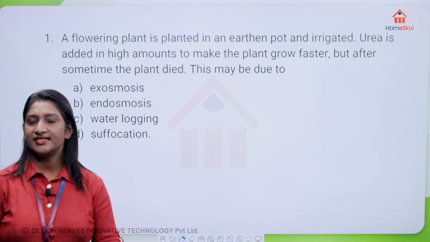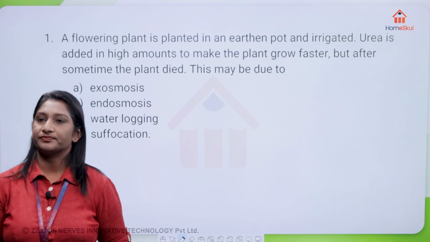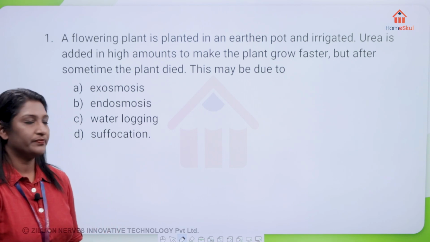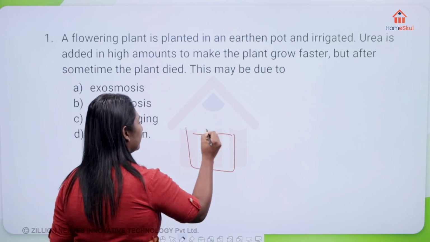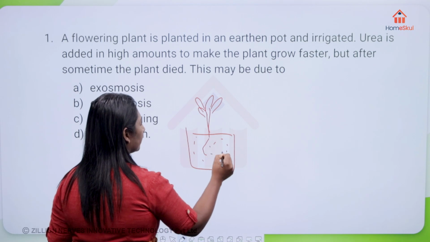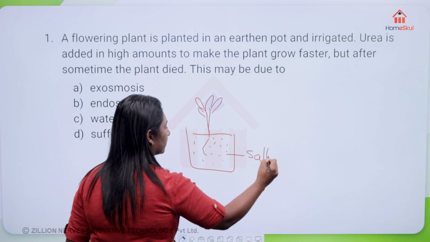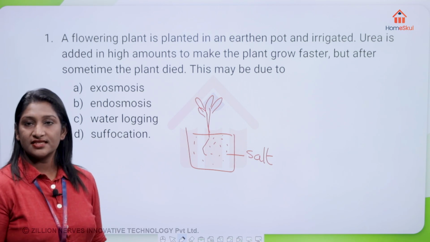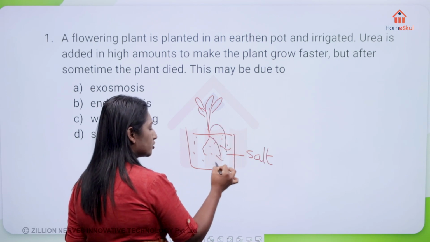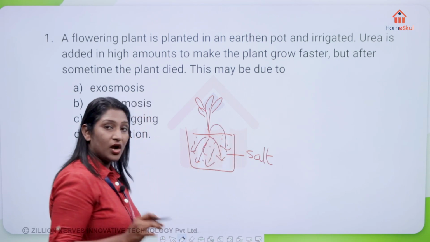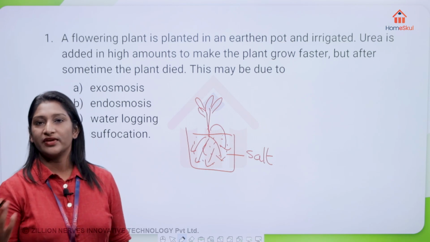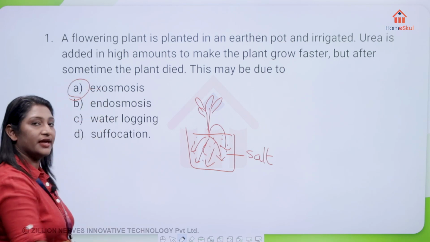Diya says it is A. Any other option? Tirtha is also saying that it is A. Yes, in the earthen pot there is a plant and we are adding urea. Urea means here it is salt. That means water is very less, so from the plant, water goes into the soil. That is exosmosis. Water is moving out. So the answer is option A.